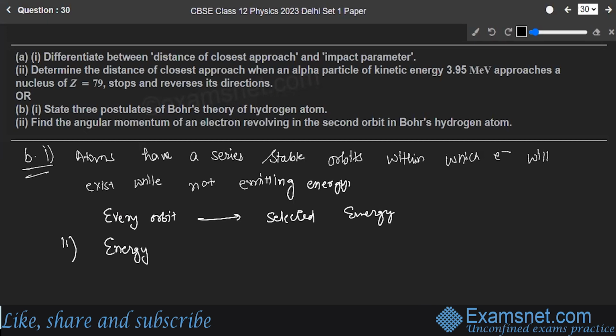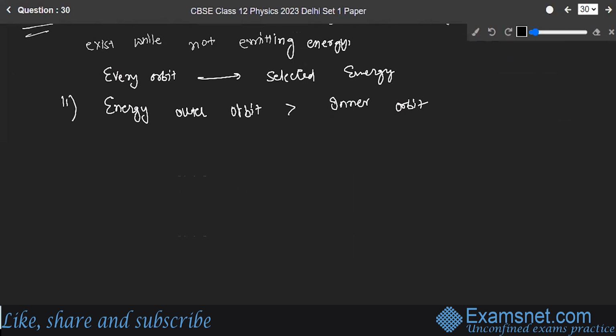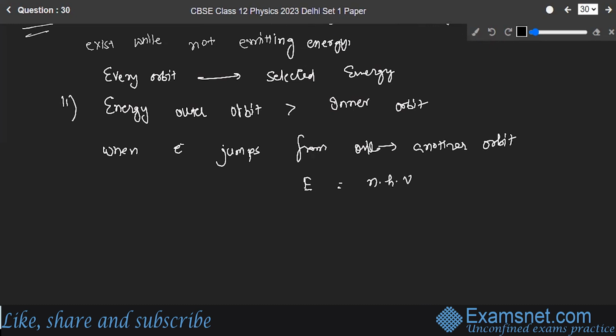The second one: the energy of the outer orbit is greater than the energy of the inner orbit. When the electron jumps from one orbit to another, there is an energy difference which is given by h into nu.